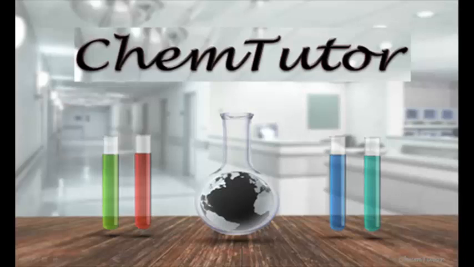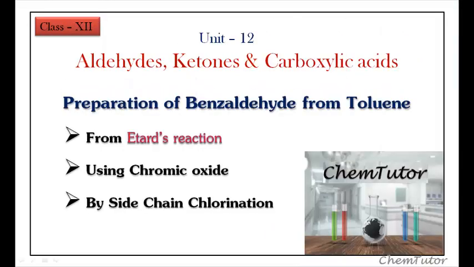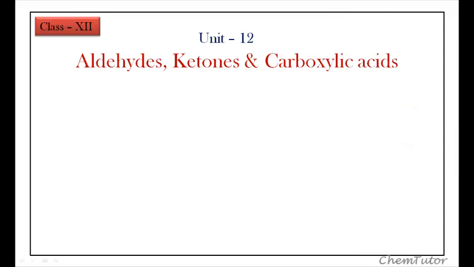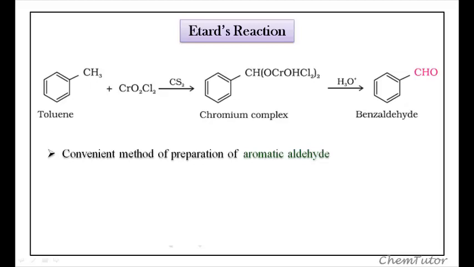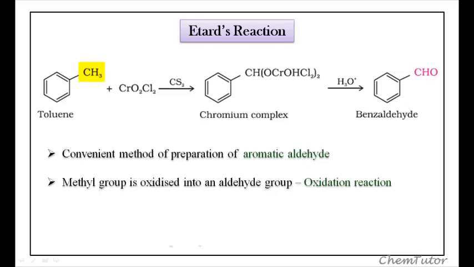Hello students, in this video I will be discussing a very important named reaction, that is Etard's reaction. Etard's reaction is used as a relatively easy method of converting toluene into benzaldehyde. In Etard's reaction, a methyl group which is bonded to an aromatic ring or a heterocyclic ring is oxidized into an aldehyde. So we can say that Etard's reaction is an oxidation reaction.